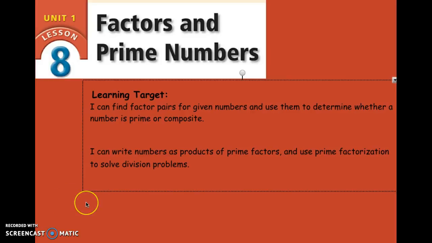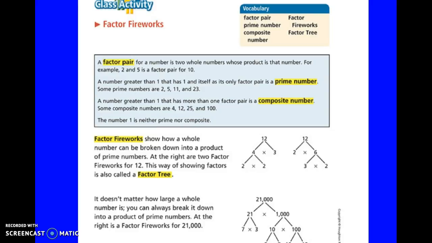Now, there's a lot of new words in those learning targets, and as we dive in, we'll figure out what some of those words mean. So, first thing we're going to talk about is a factor pair. A factor pair for a number is two whole numbers whose product is that number. For example, 2 and 5 is a factor pair for 10. So basically, when I multiply 2 times 5, I get 10.